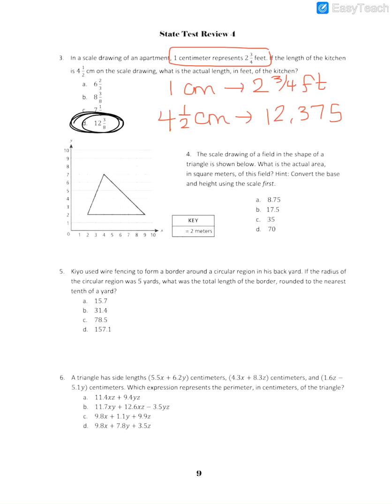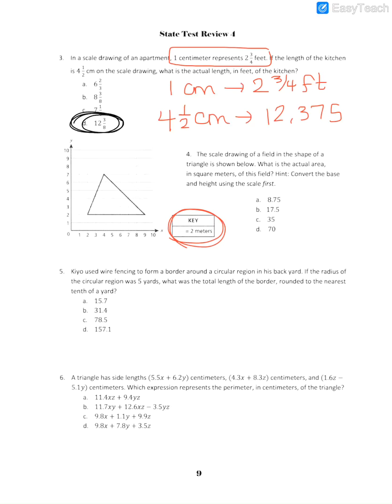Okay, number 4. The scale drawing of a field in the shape of a triangle is shown, it's not really below, it's on the side. What is the actual area in square meters of this field? Hint, convert the base and height using the scale first. Okay, so let's look here. We have this triangle. The hint was to convert the base and the height using our key. Okay, so the key says every space is 2 meters.